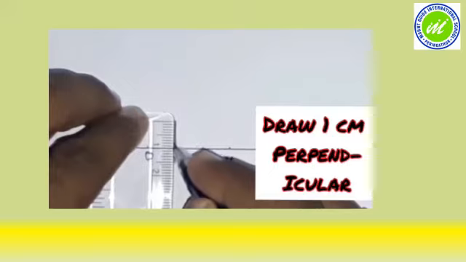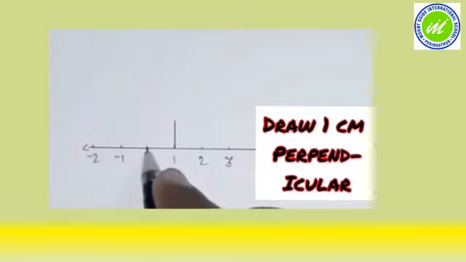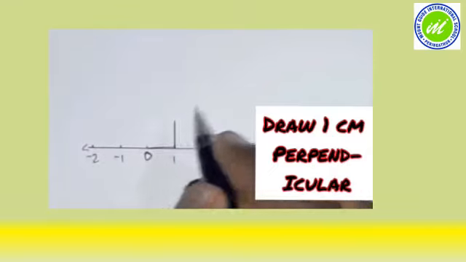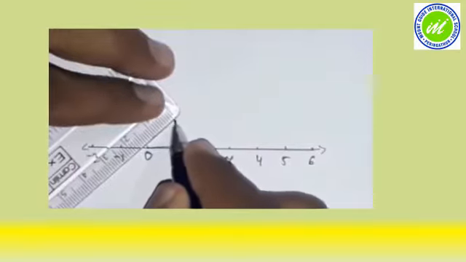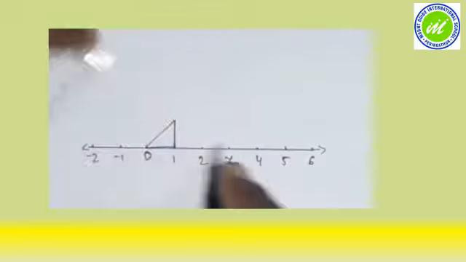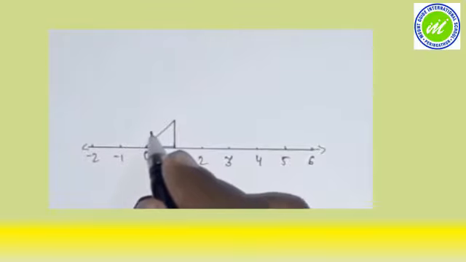Now this is 1 centimeter. So this was our base, that is 1 centimeter. This is our height, that is also 1 centimeter. Now we join this from here to the center. Look here, this distance will be root 2.